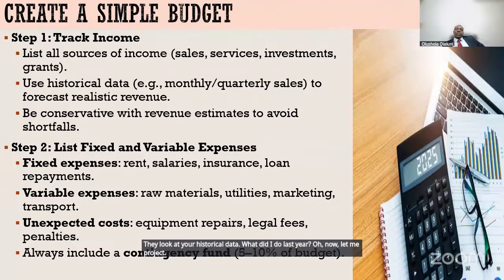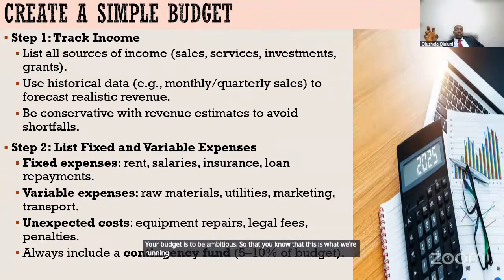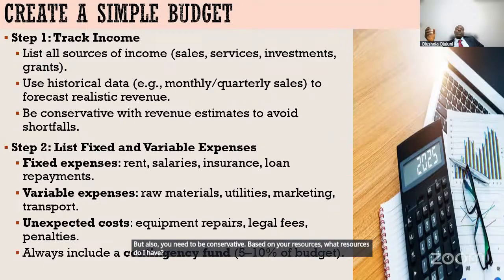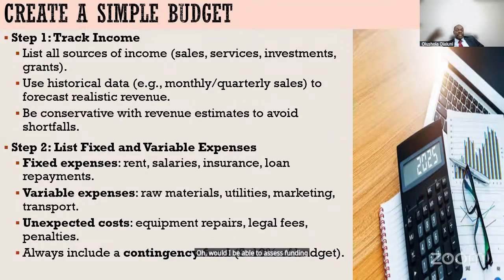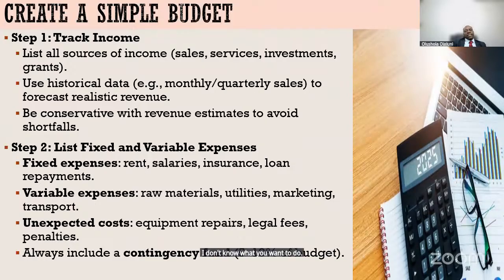And also, you need to be ambitious. Your budget needs to be ambitious so that you know that this is what we're running with. But also, you need to be conservative based on your resources. What resources do I have? Or will I be able to access funding to also scale my operations? If you are unable to do that, then you need to be conservative and just have marginal increases around what you want to do. Then you list your fixed and variable expenses.